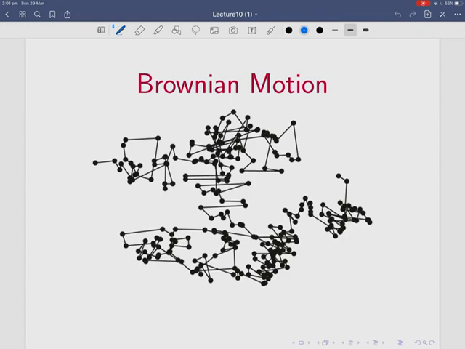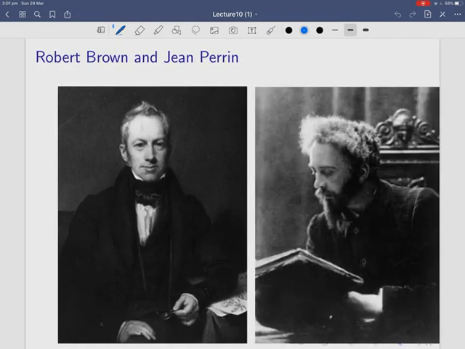Okay, so Brownian motion. This was discovered by the Scotsman Robert Brown, looking in a microscope at bits of pollen move about, probably in the early 19th century. But it was studied in detail by Jean Perrin, the French physicist, one of the great French physicists, and he won a Nobel Prize for this in 1926, which we will look at in a little bit.